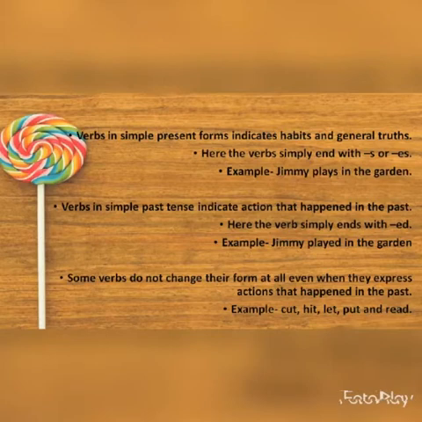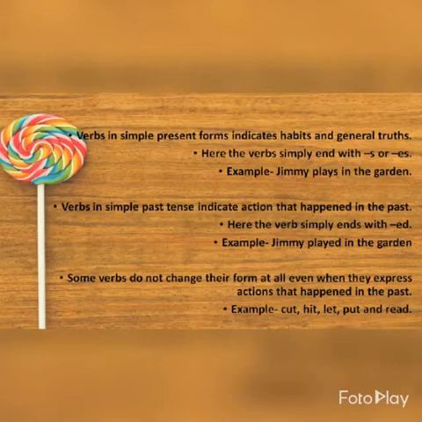Now, verbs in simple past tense. That was simple present tense, where we talk about our habits or general truths. But in past tense, we indicate an action that has already happened in the past. Here, the verb simply ends with ed, most of the time. Example, that was Jimmy plays in the garden. Here it is Jimmy played in the garden. So by adding ed to play, we have made its past form, that is played.